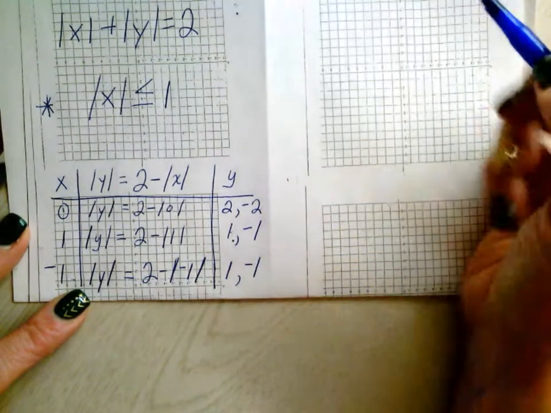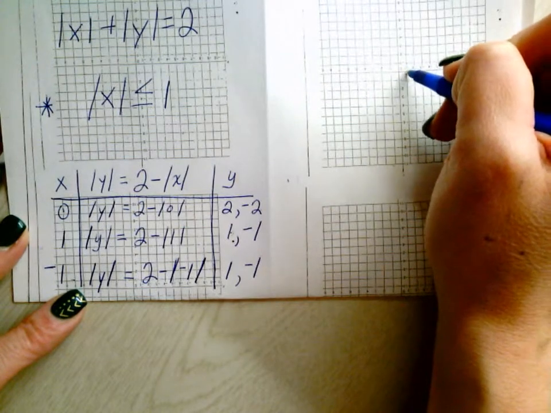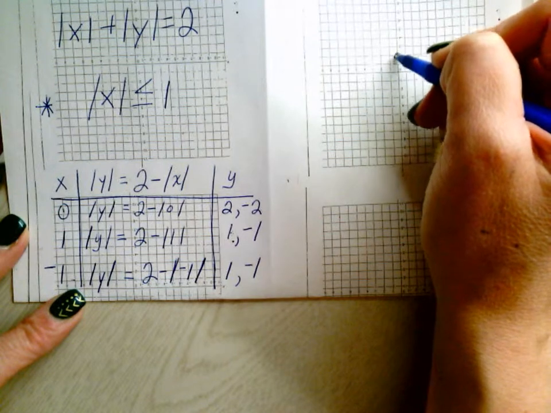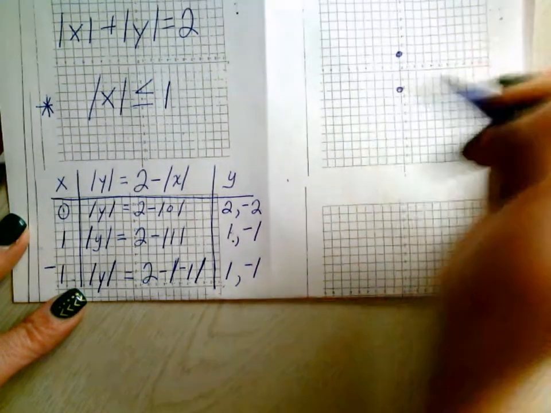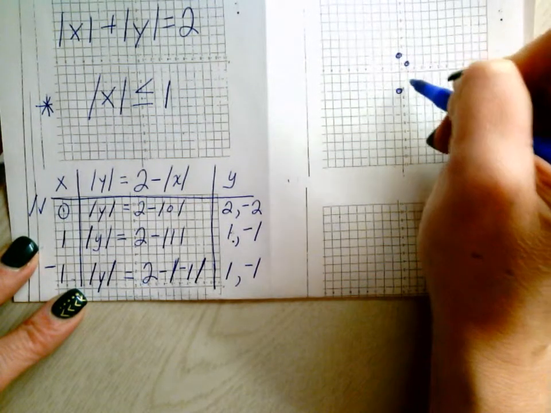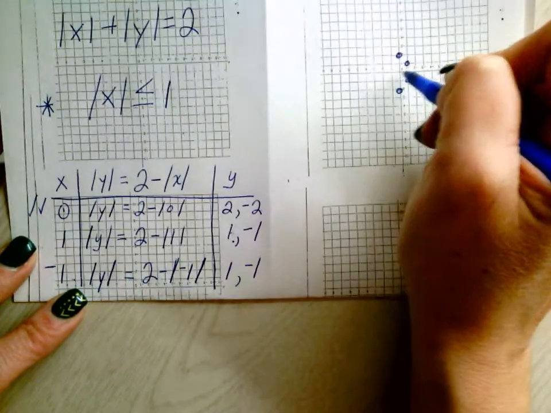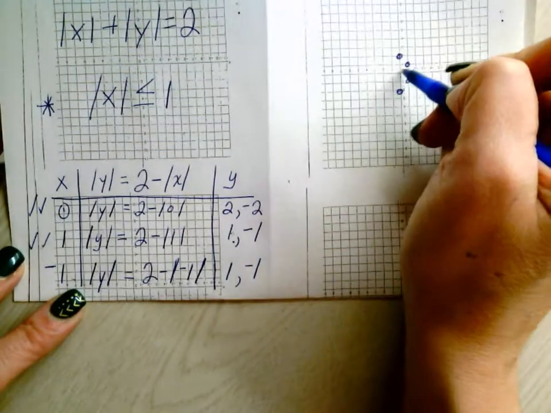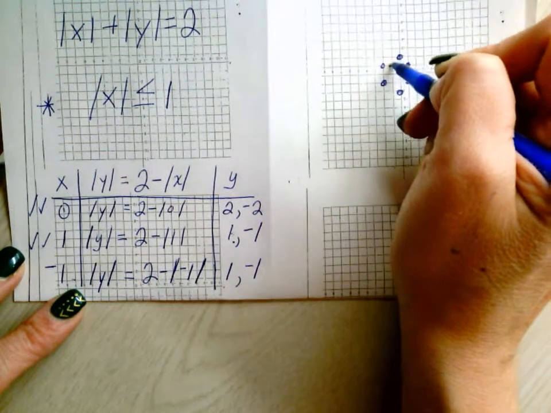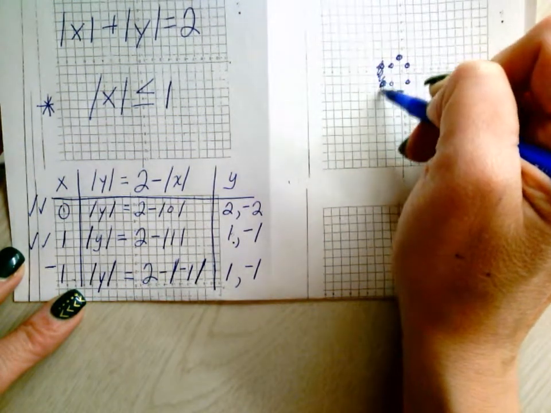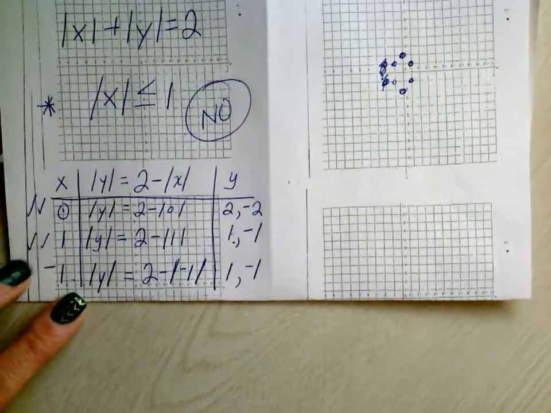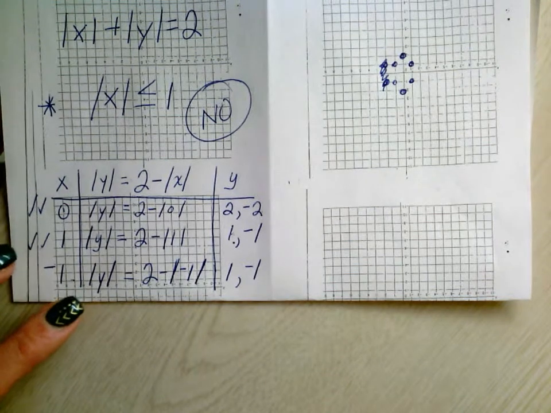But let's chart it just to see what it looks like. Over 0, up 2, wow, I can hardly see these numbers. Holy cow. Up 2, down 2. That's both of these points. Over 1, up 1, and down 1. Over negative 1, up 1, and down 1. Okay? Oops, I think I went too far. Okay? I can already see that the answer is a big fat no. All right? Big fat juicy no.